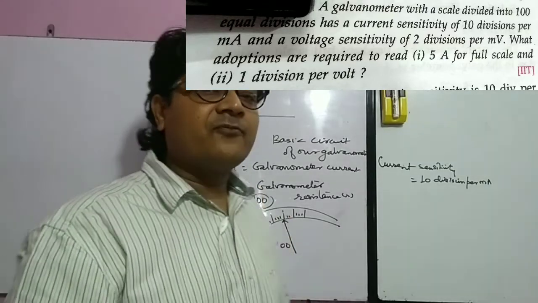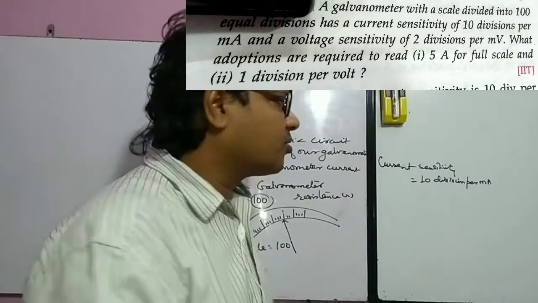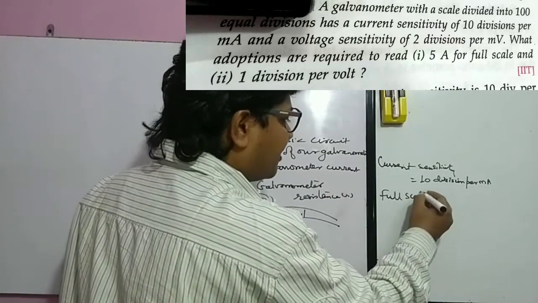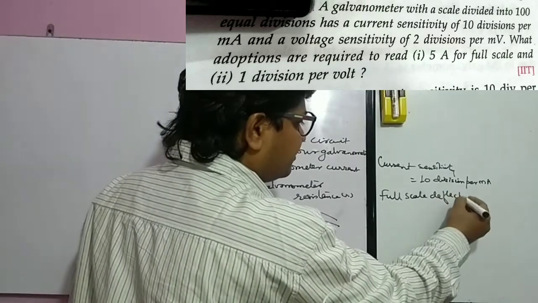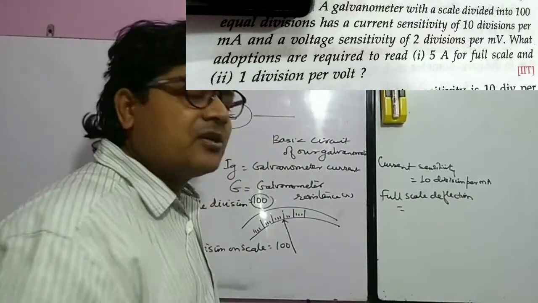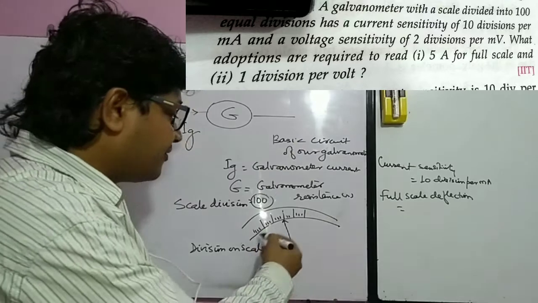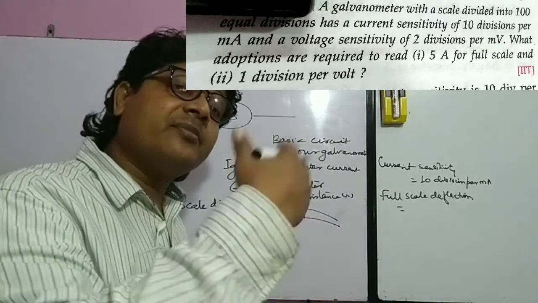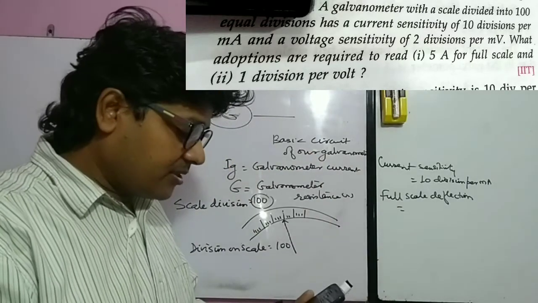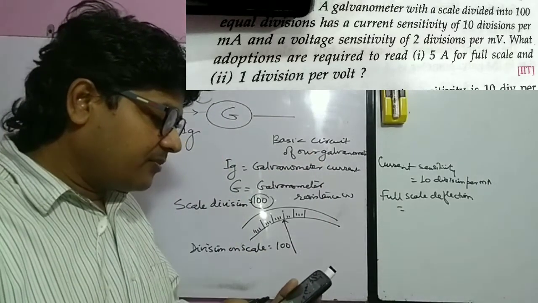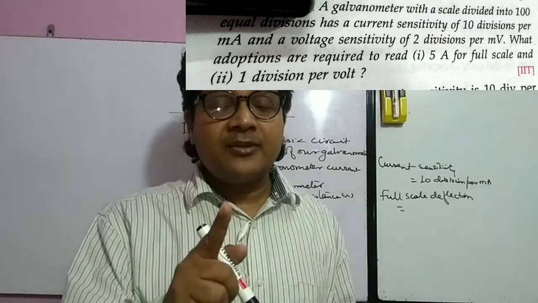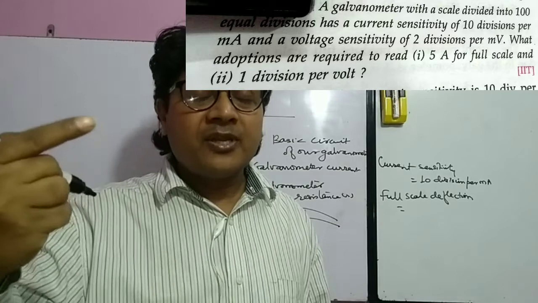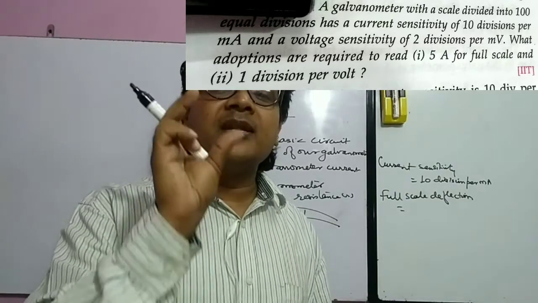what will be the full scale deflection? So we have to calculate the full scale deflection. Full scale deflection means what is the capability of this galvanometer to read, what maximum magnitude it can read. So this is 10 divisions per milliampere. It means to indicate 1 milliampere it will require 10 divisions.